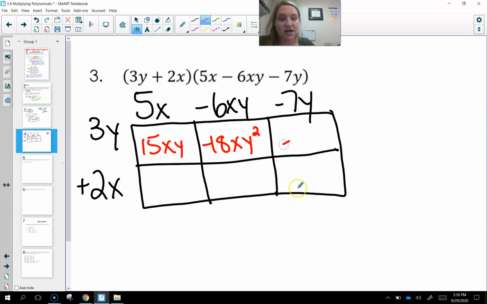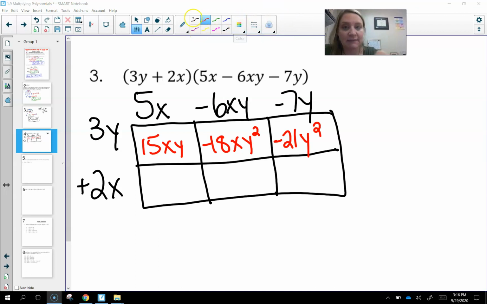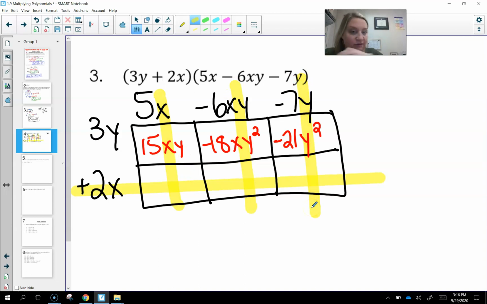And then the last column, we're going to do 3 times negative 7 to give me negative 21. And then y times y, which gives me y squared again. All right, do it again, but this time, I'm going to take 2x, and I'm going to multiply it to 5x, negative 6xy, and negative 7y. See how they cross over each other? That's why we're multiplying each piece. Okay?